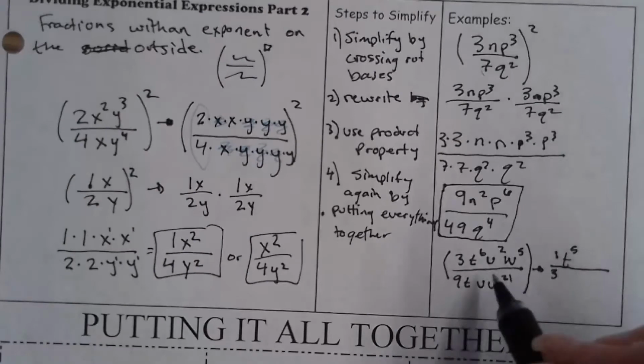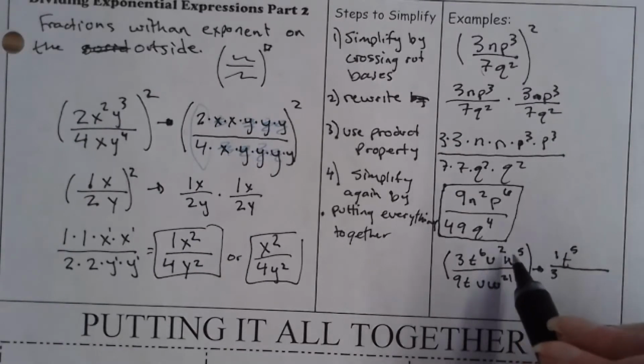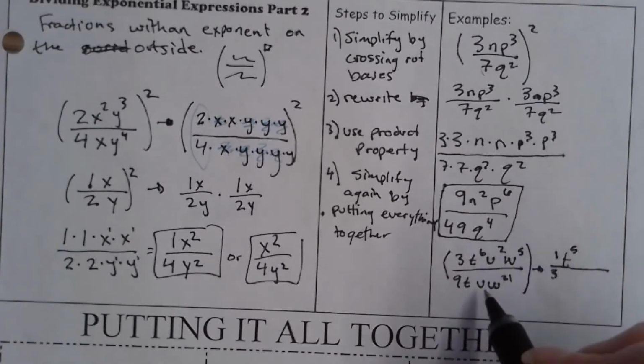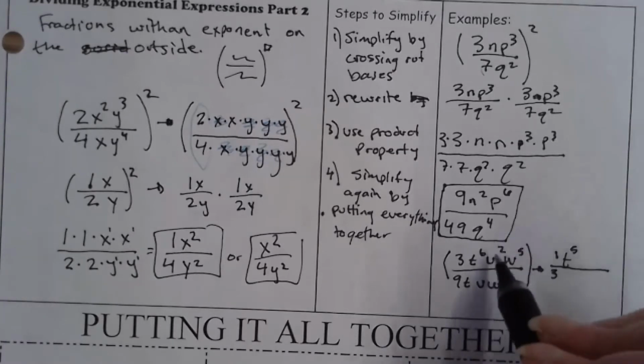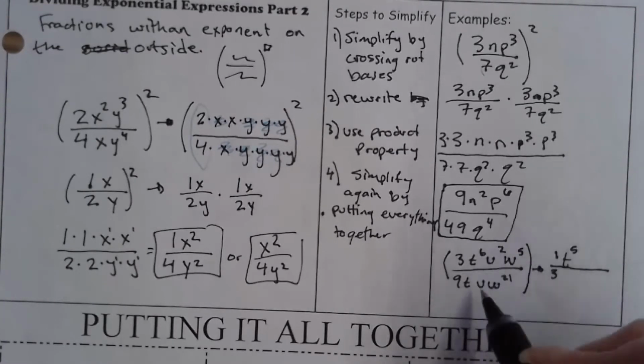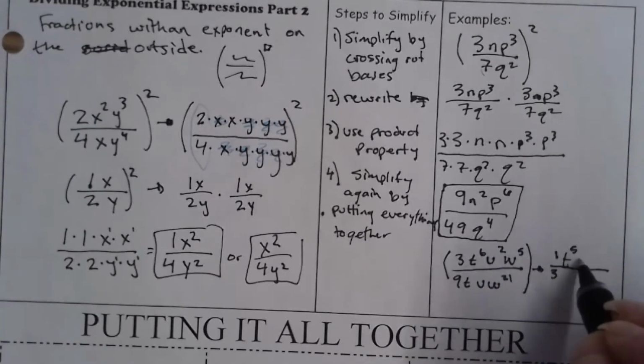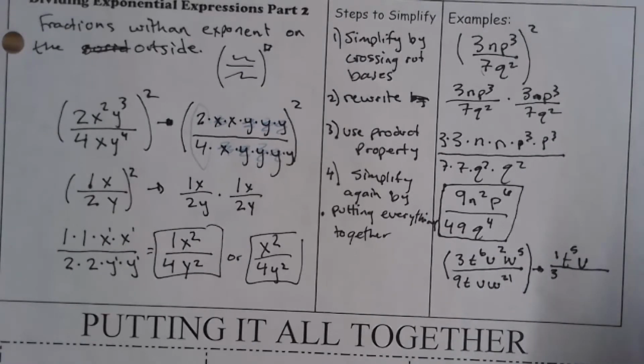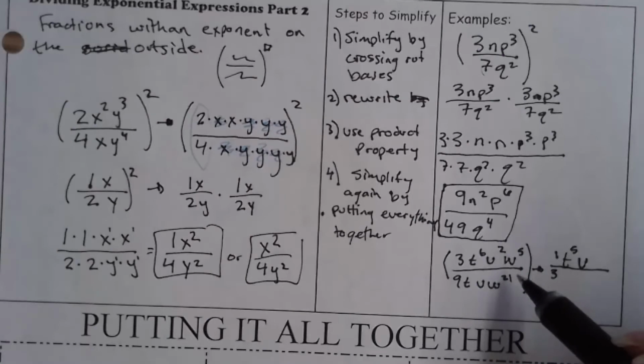So, okay, think about the u's. U squared means I have 2 u's on top, 1 u on bottom. If you were to cross those out, 1 on top, 1 on bottom, you'd be left with 1 u on the top. Okay, the w's, this one I didn't really want to write out, that's a lot.